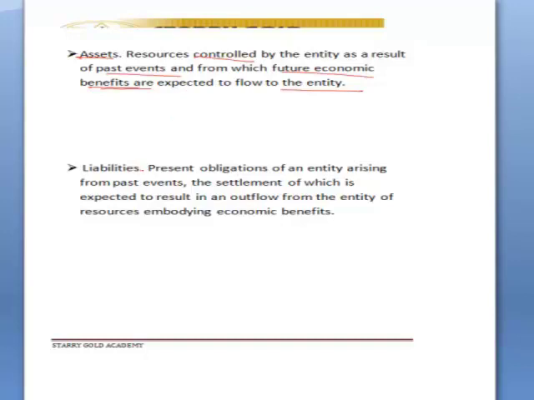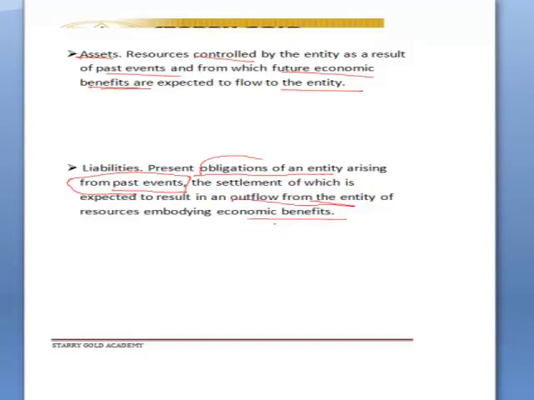Okay, so what is a liability? A liability represents an obligation of an entity. It must be an obligation, either a contractual obligation or otherwise, of an entity. It arises from a past event. The settlement of which is expected to result in an outflow. In order to settle it, there must be an outflow from the entity of resources embodying economic benefits.